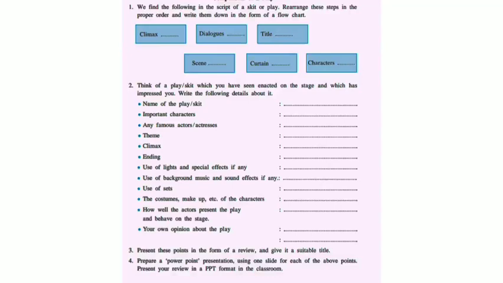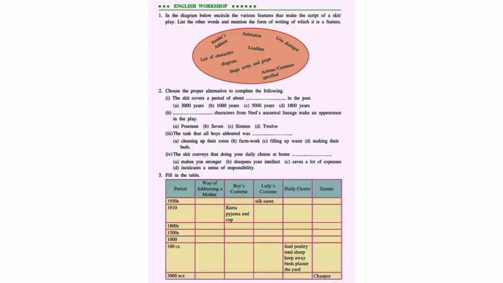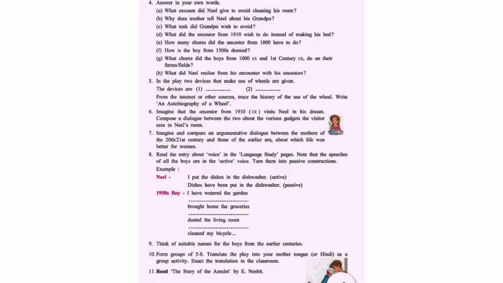Now coming to page number 57, students. In the diagram below, encircle the various features that make the script of a skit or play. List the order of words and mention the form of writing of which it is a feature. No, that's fine. You don't write. Sub question 2 is something where you just have to pick the alternative. This is your homework, students. Sub question 3. Yeah, the dressing sense, the costume, the course which they have done is something which is easy. Again, sub question 3 is your homework. Talking about sub question 4. What is there in sub question 4? Answer in one word. Yeah, the basic one line answer. Again, sub question 4 would be your homework.